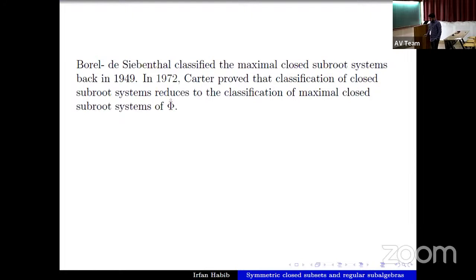As far as the classification of closed subroot systems for the finite case is concerned, Borel and de Siebenthal classified the maximal closed subroot systems in 1949. In 1972, Carter proved that the classification of closed subroot systems can be reduced to the classification of maximal closed subroot systems, by showing that if you start with a closed subroot system, then there exists a finite chain so that each of the successive inclusions is maximal in that chain.